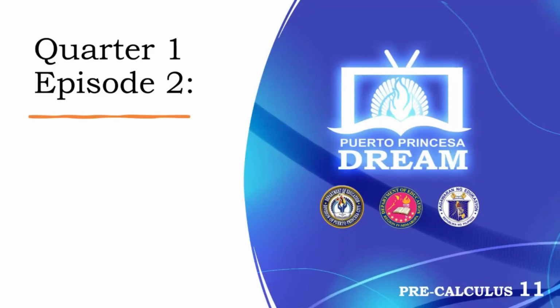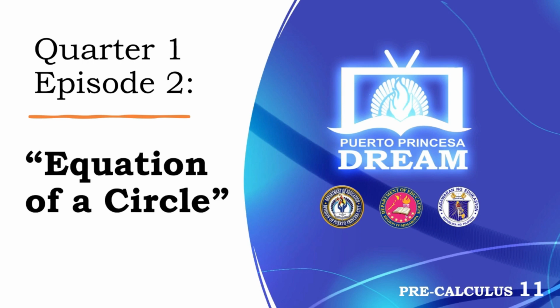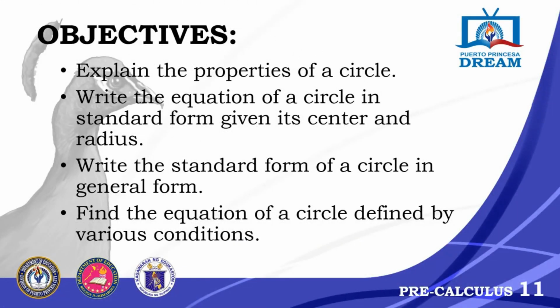For this episode, we will be learning about the equation of a circle. At the end of the lesson, we will be able to explain the properties of a circle, write the equation of a circle in standard form given its center and radius, write the standard form of a circle in general form, and find the equation of a circle defined by various conditions.